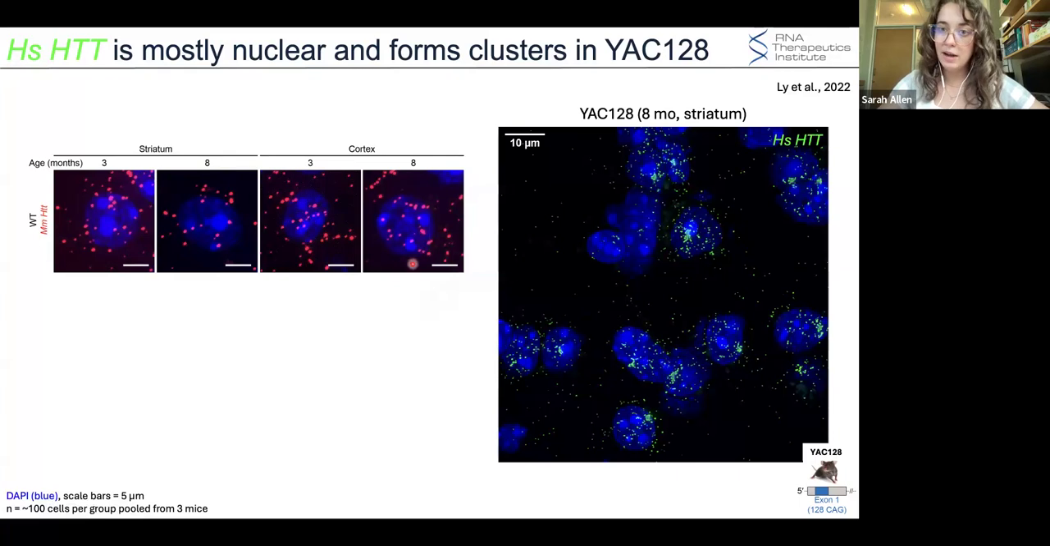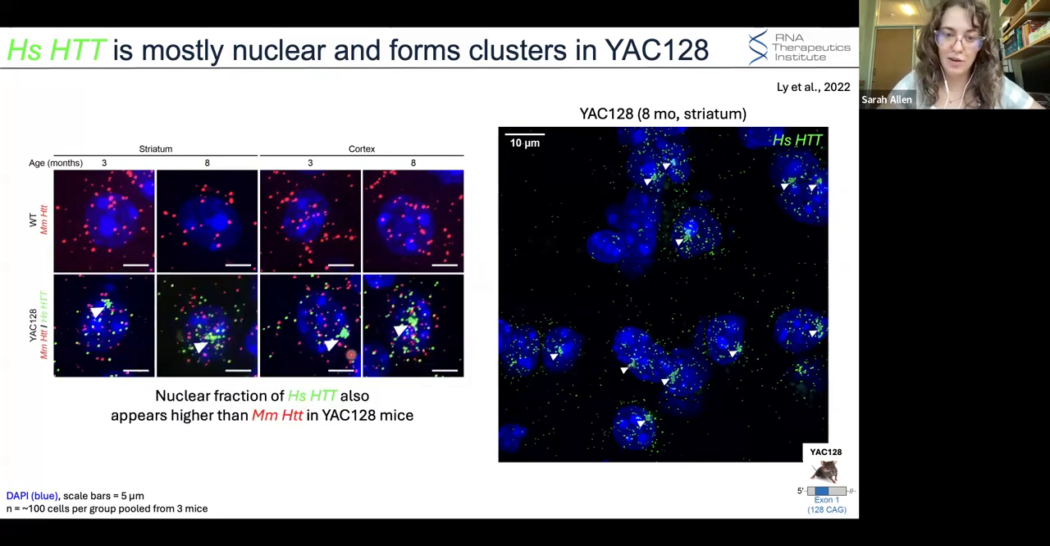But when we look at the human Huntington in green throughout this presentation, you can see that it is slightly more shifted toward the nucleus, with a slightly greater nuclear localization compared to the mouse Huntington. And you can also see that it accumulates in these characteristic clusters within the nucleus. Particularly when you compare it to the mouse Huntington, you can see that these clusters are present in the human mutant context, but not in the mouse context. Additionally, the nuclear fraction of human Huntington is higher than mouse wild-type Huntington, and this is all shown from images within YAC128 mouse brains.